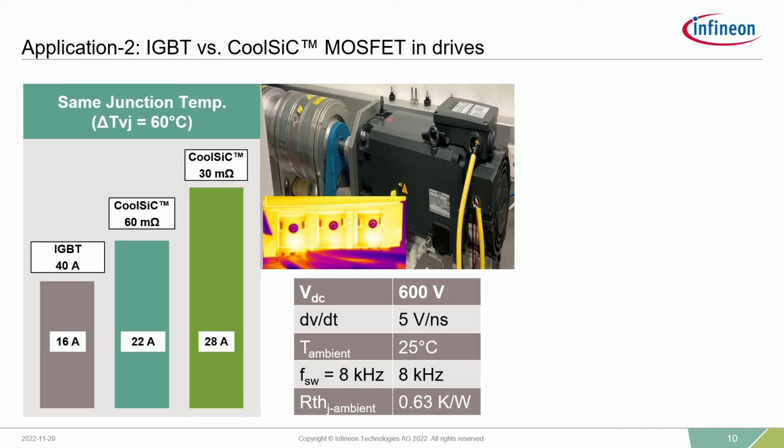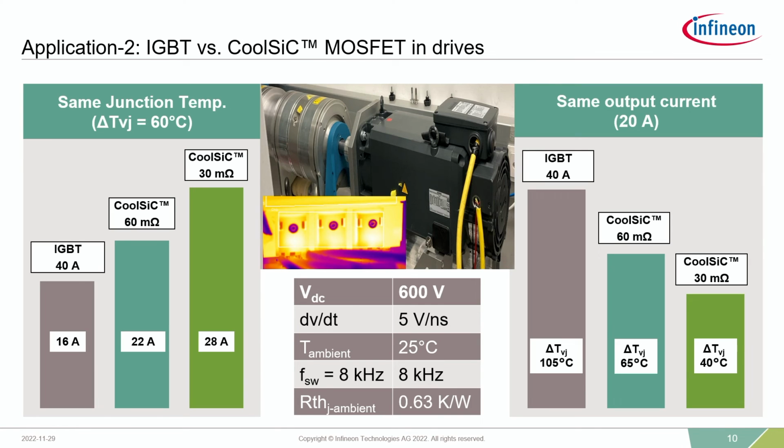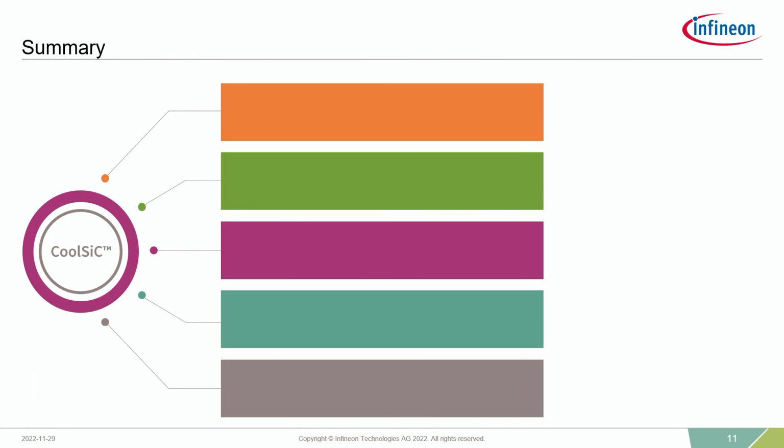You can see that at the same junction temperature, we can achieve more current with the CoolSiC with .XT technology. On the other hand, with the same output current, we can have a lower junction temperature compared to the IGBT, which uses conventional soft soldering. So these are the two applications that I have compared, and the results show that the .XT technology performs better in terms of thermal as well as reliability standards. So now let's go to the summary.